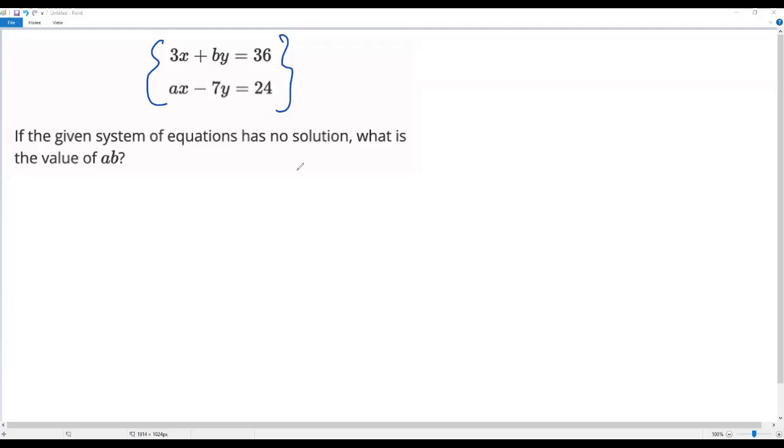So let's understand some stuff over here. First, let's look at the equations carefully. Each equation is in standard form, because we have both the x term and the y term on the left side and a constant on the right side in both equations. So both equations are in standard form.